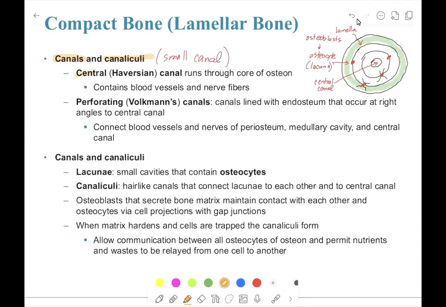So we've seen the central or the haversian canal. It has blood vessels and nerve fibers. Then there are perforating or Volkmann's canals, which occur at right angles to the central canal. And then the other canals are the canaliculi. And the canaliculi are hair-like canals that connect each lacuna to each other. And the lacuna is the small cavity with the osteocyte. And those osteoblasts, again, become osteocytes after that.